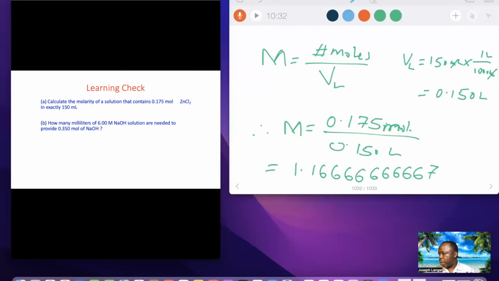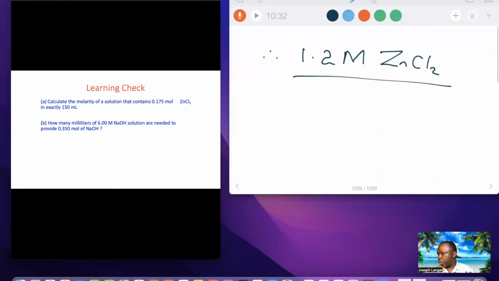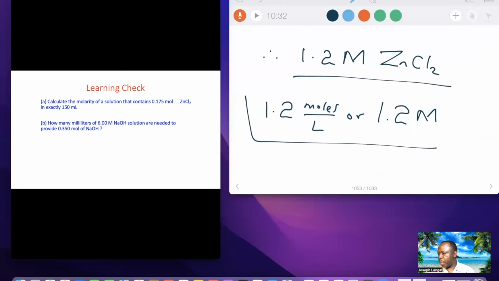One thing I want to bring to your attention is that we can either say 1.2 moles per liter or 1.2 with uppercase M. It's the same thing. So next time you see moles per liter or uppercase M, it's the same thing.